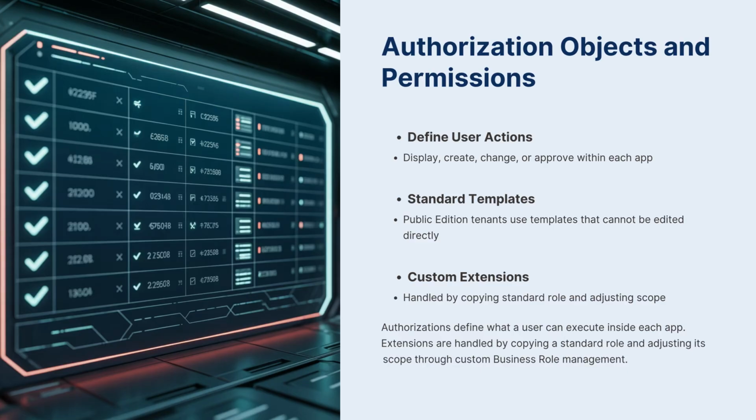Authorization objects and permissions. Even when a user can access an app, they still need authorization to perform actions inside it. Authorizations define whether the user can only view data, create new records, or make changes. In the S4HANA Cloud Public Edition, SAP locks down core authorization templates for consistency and compliance. When business requirements evolve, consultants extend permissions by copying and adapting standard roles into new versions that include additional catalog links or scopes.